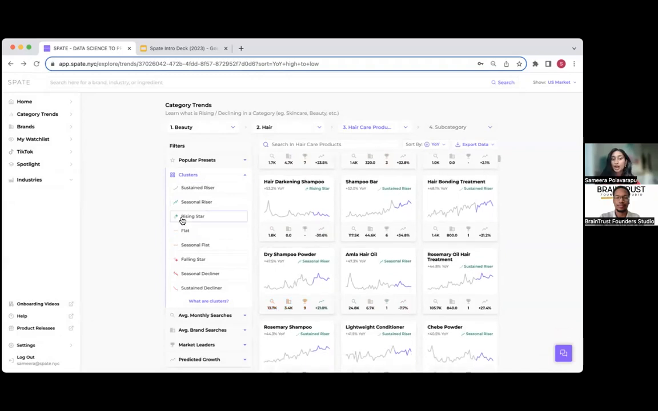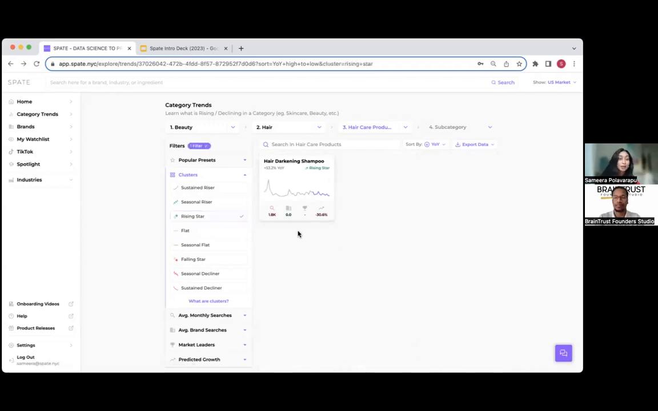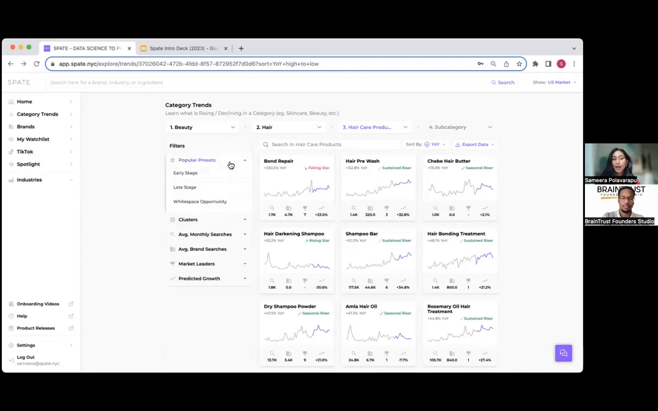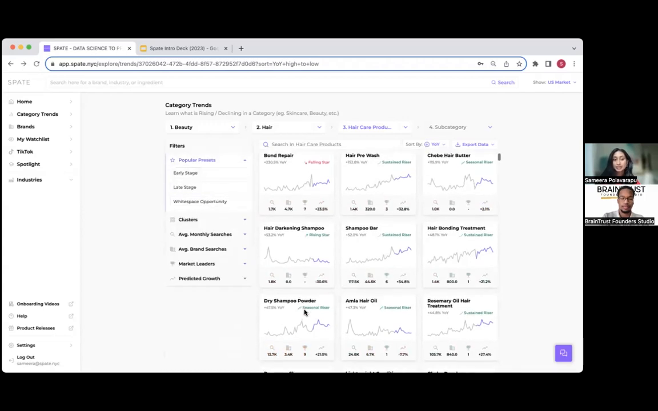And our rising star, finally, is something that's probably going viral at the moment. It's just having a moment. It's hard to tell if it's going to become a mainstay product, but it is having a moment. And if it does become popular in the long term, it'll turn into one of these other two clusters.